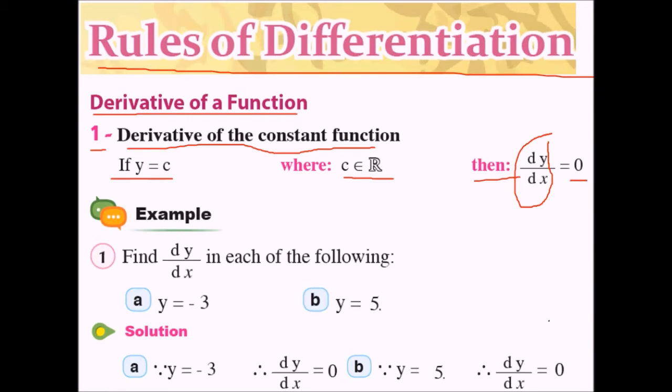Example. Find dy by dx in each of the following. A. y is equal negative 3. B. y is equal 5. A. Since y is equal negative 3, negative 3 is a constant, then dy by dx is equal 0. B. Since y is equal 5, 5 is a constant number, then dy by dx is equal 0.